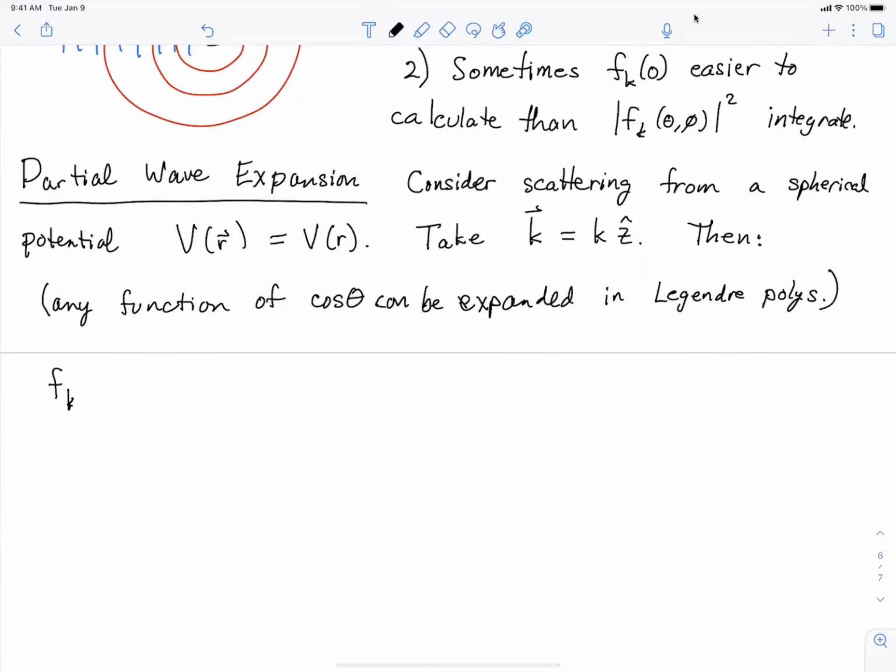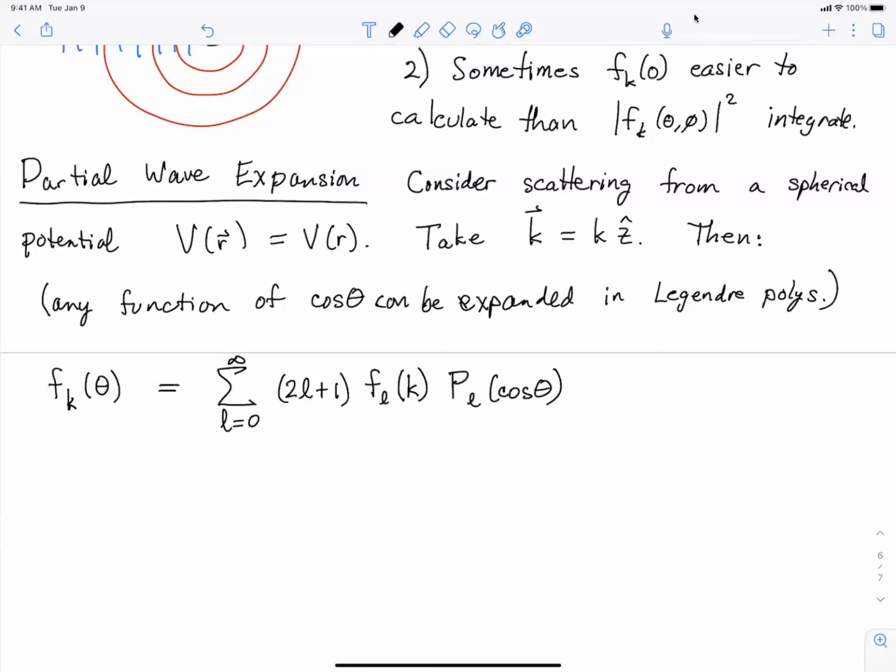Here's our scattering amplitude, f of k. It's a function of theta. It's not a function of phi. And therefore, I can write it as some big sum from L equals 0 to infinity. I'm going to put a factor of 2L plus 1 here. It's not obvious why I'm doing that. Then I'm going to put some coefficient, which I'm going to call f_L of k. And then I'm going to put a Legendre polynomial. So the point is, that's the most general expansion in Legendre polynomials you can have. I've basically summed over all possible Legendre polynomials.